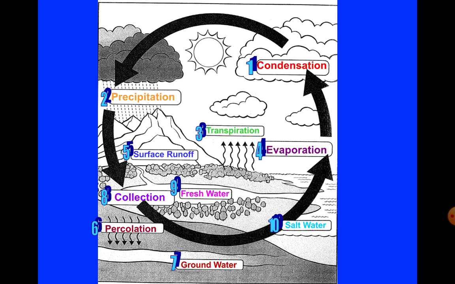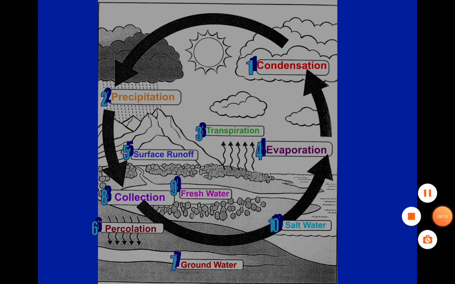So the lakes are going to be collected, where we have fresh water. And also a lot of water comes into the groundwater, which we call percolation. And then we get groundwater. And groundwater is very essential, because that is where most of the population will actually get their drinking water.